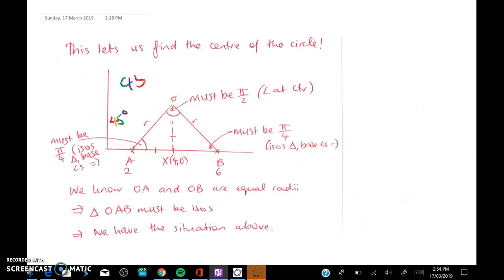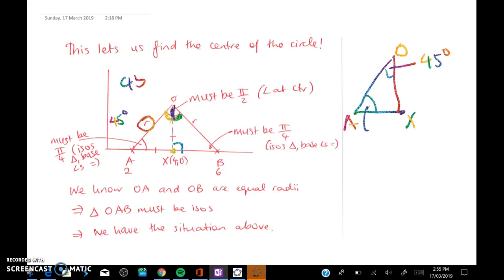Let's have a look. Here's my little drawing. This is point X here. And we know this length R, but we don't know how long it is. But if you just draw out one of those triangles, OAX, we know that this has got to be 45 degrees, because that whole thing is 90. And if this is 90, and this bit here is 45, that means that this must be 45 degrees as well.